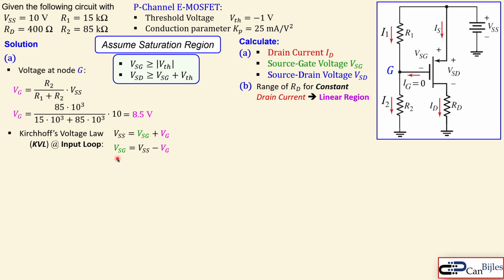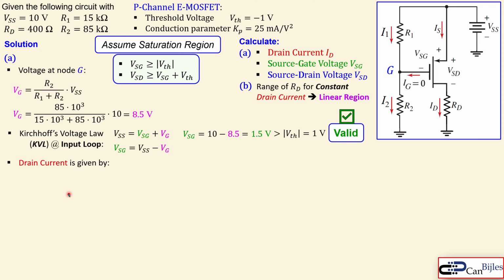So we can rewrite this. VSG is equal to VSS minus VG. Let's write it down and we get 1.5 volts. So we now have the source to gate voltage. That is indeed larger than the absolute value of the threshold voltage, which is 1 volt. So we have checked the first condition for assuming the saturation region of operation. The drain current is given by this expression for the P-channel MOSFET. We have a similar equation for the drain current as for the N-channel MOSFET.